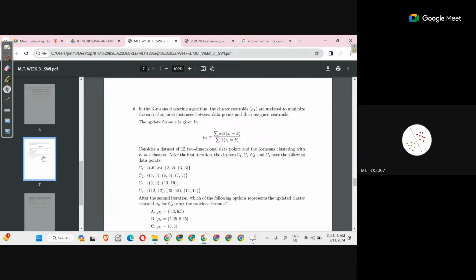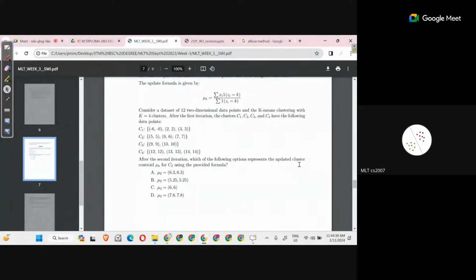Let's talk about question number 6. It says that in the k-means clustering algorithm, the cluster centroids are updated to minimize the sum of squared distances. This is the formula for mu. Consider a data set of 12 two-dimensional data points, clustered with k equal to 4 clusters. These are the data, and these are the cluster points which got into the different clusters. After the second iteration, which of the following options represents the updated cluster centroid mu k for C2 using the provided formula?